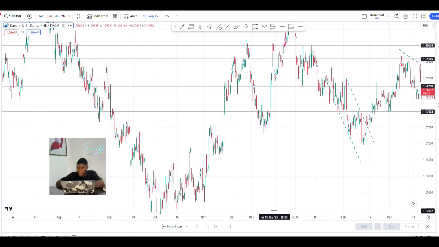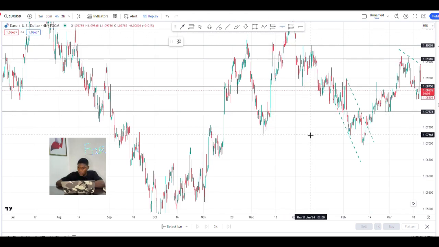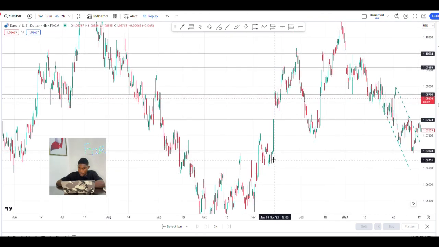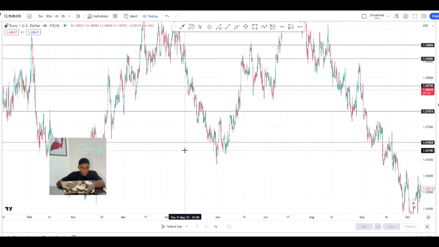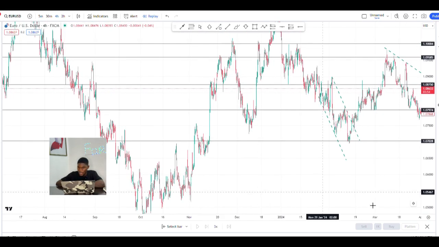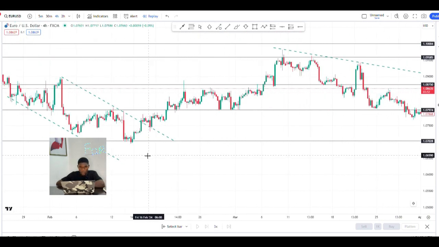I told you, always identify your area of value. Look at this place. This is an area of value. The market reacted here. The market reacted here. The market reacted here. The market reacted here. You understand? Don't use lines. Use, like I told you guys, use rectangles. Because it's not just one line.